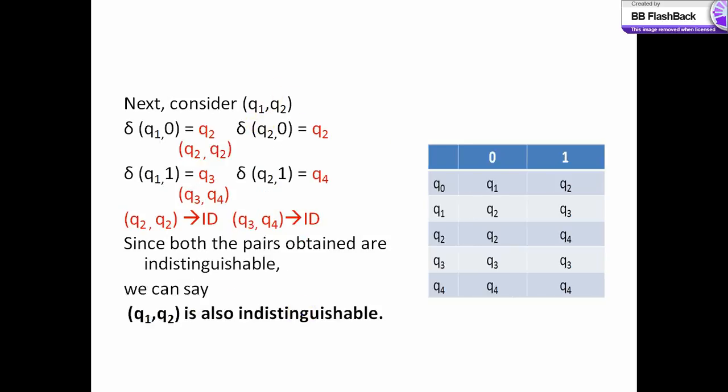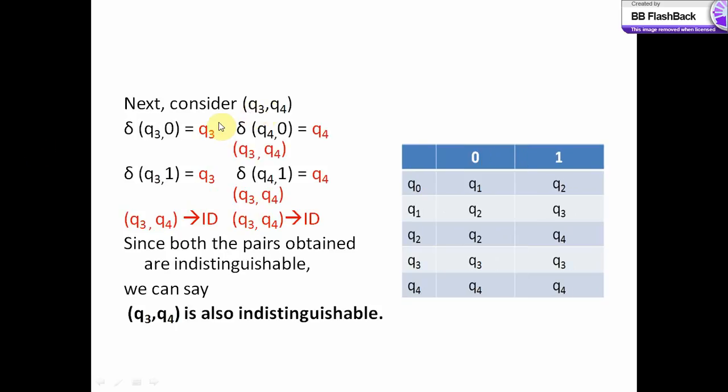So continuing with the same pattern for the remaining pair Q1, Q2, we get two pairs again, Q2, Q2 and Q3, Q4, which both remain indistinguishable states. Since both these pairs are indistinguishable, we can say this Q1, Q2 is also indistinguishable.